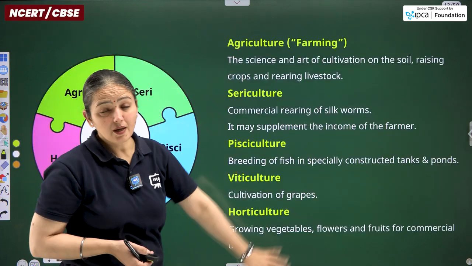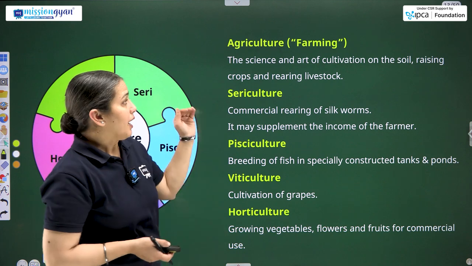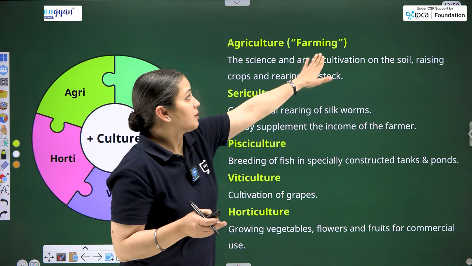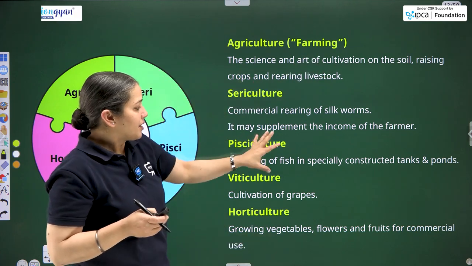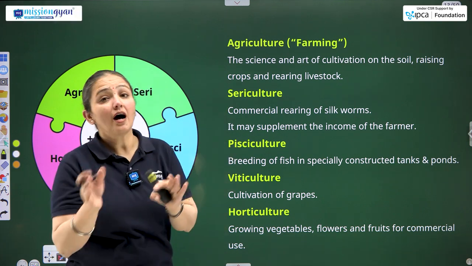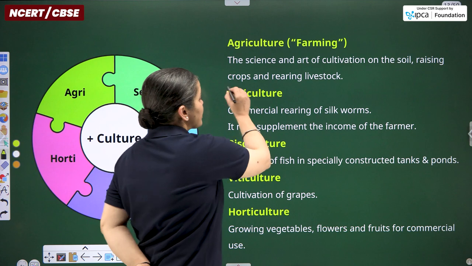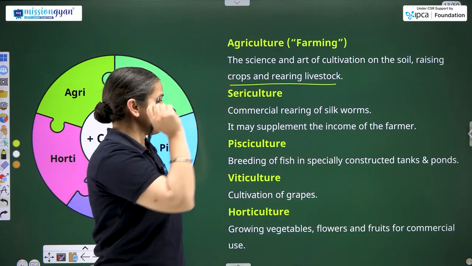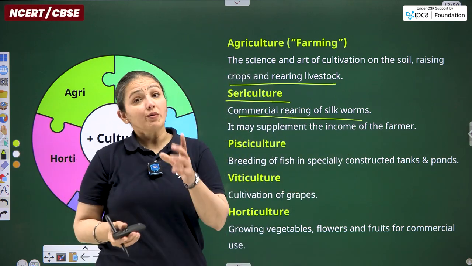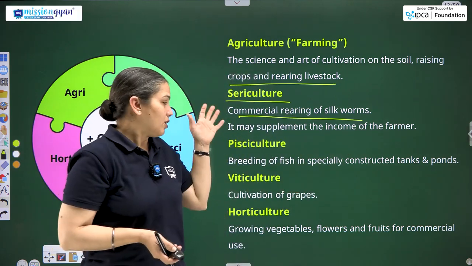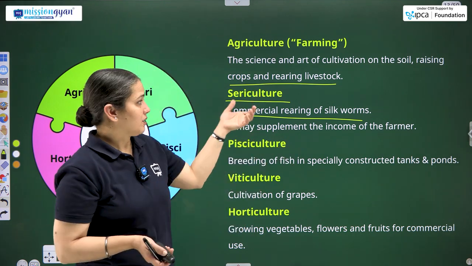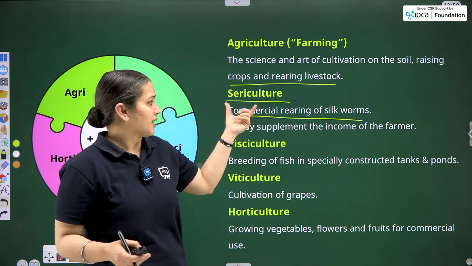Moving ahead, there are various types of agriculture to be done, as in farming. Agriculture and farming are synonyms, as I've already told you, but this term cannot be used for all of them because they are done for various concerns. How so? Let's find out. Agriculture is the science and art of cultivation on the soil, raising crops and rearing livestock. Sericulture, commercial rearing of silkworms. A one word question can also come, that in which type of farming silk extraction is done, that is sericulture.